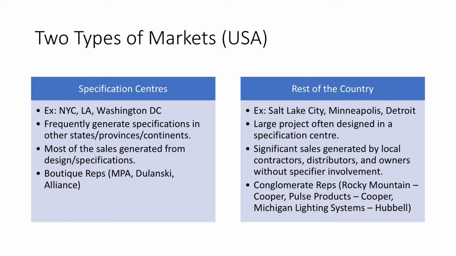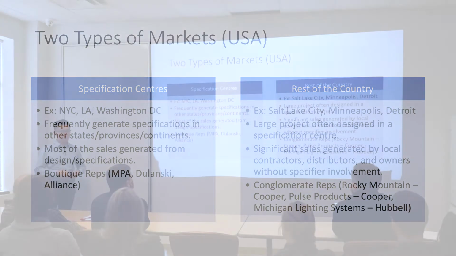In contrast to specifications generated in spec centers, a lot of the sales from the rest of the country are generated by local contractors, distributors, and owners, oftentimes without the involvement of a lighting designer. So in the rest of the country, then, conglomerate reps such as Rocky Mountain, who represents Cooper, the corporation, Cooper Lighting. Pulse Products represents Cooper. Michigan Lighting Systems in Detroit represents Hubbell. So typically, for the rest of the country, in these middle of America states, we choose larger conglomerate agencies who already represent a major corporation.